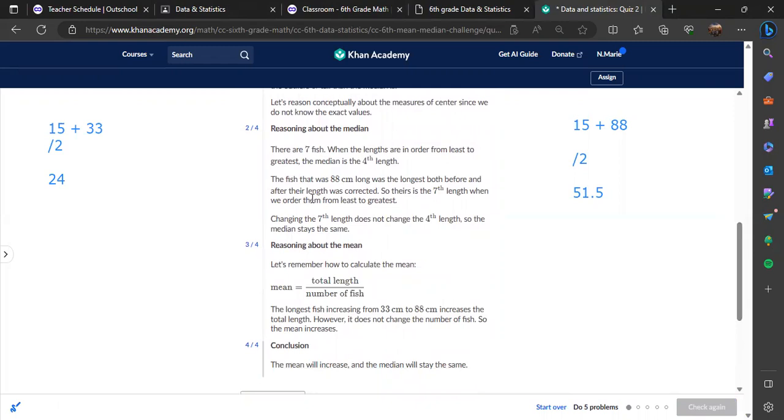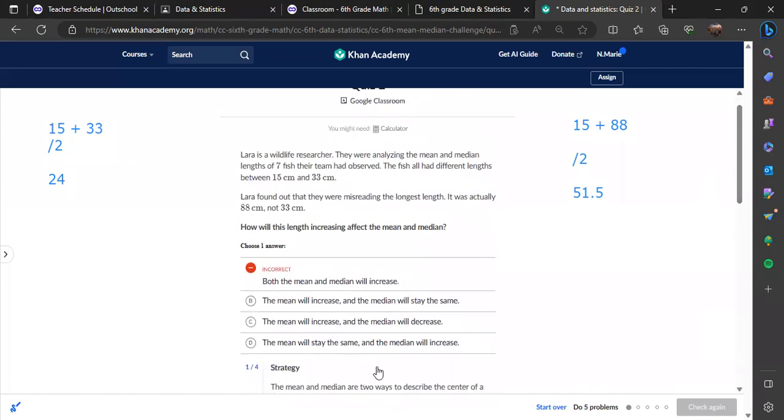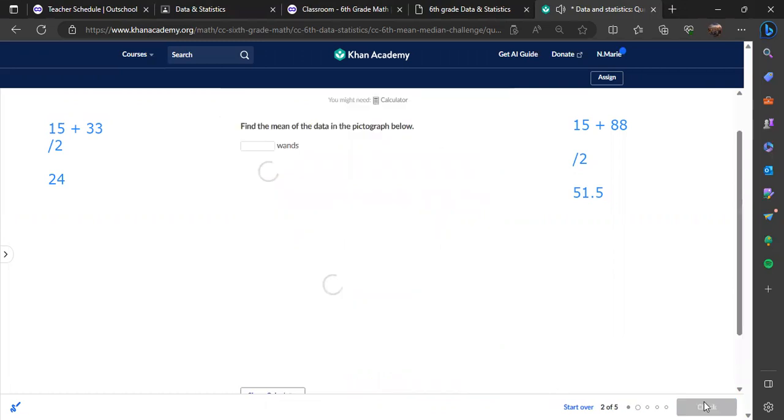Let's see how they figured out the median. So there are 7 fish. When the lengths are in order from least to greatest, the median is the 4th length. The fish that was 88 centimeters long was the longest both before and after their length was corrected. So their 7th. Oh, did they say the 7th fish? So I guess only one of the fish had the longest length. And so like that's what changed. And so the median stayed the same because it's the middle number. So that's the reasoning for that. And that makes sense. They should have been more specific in their problem, but it's okay.